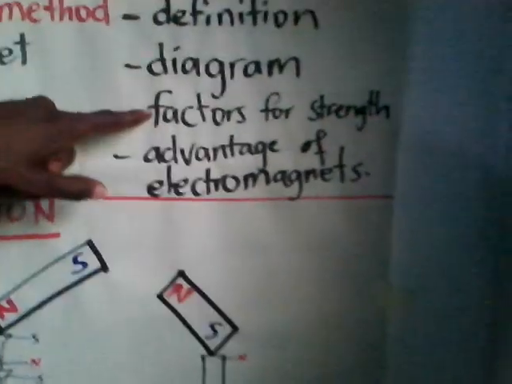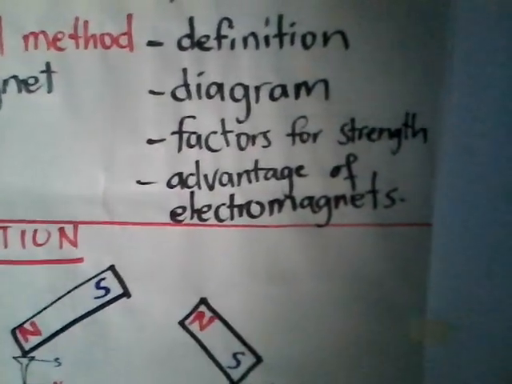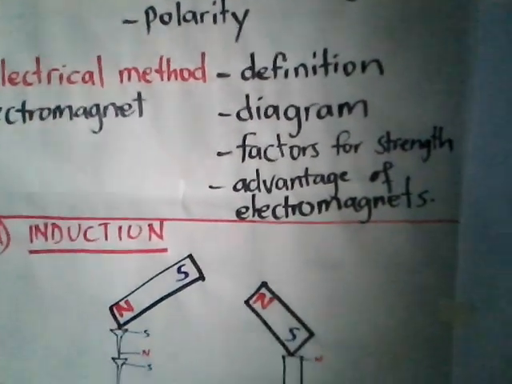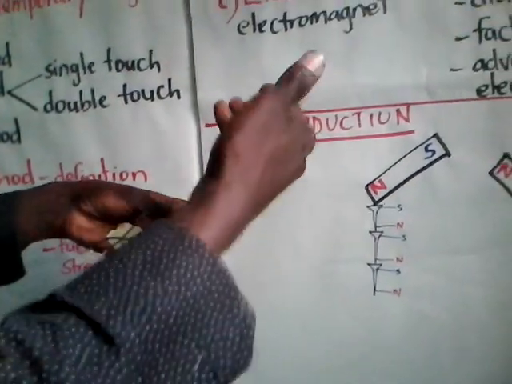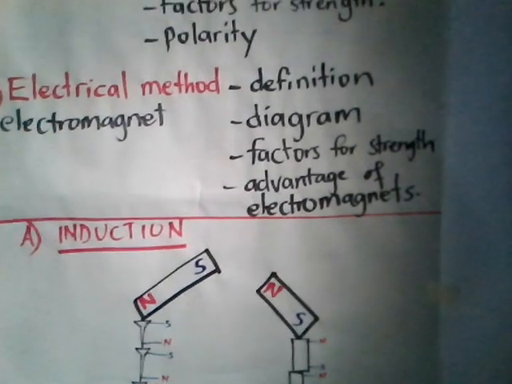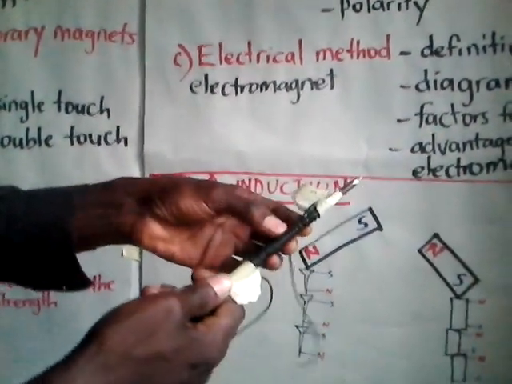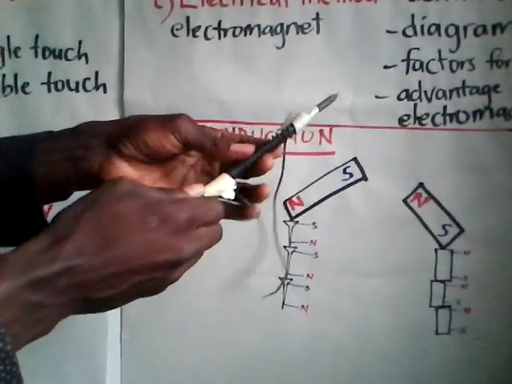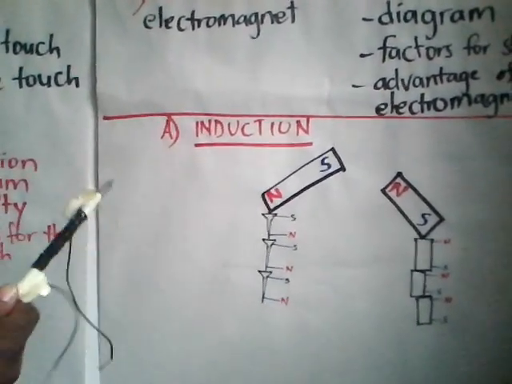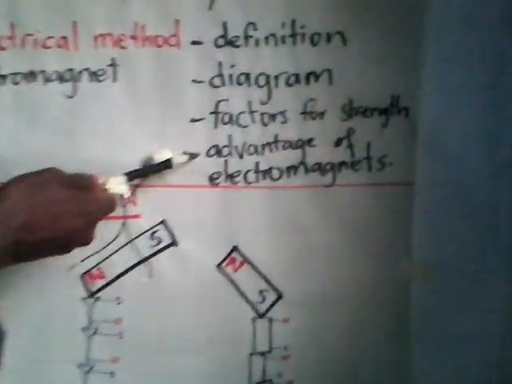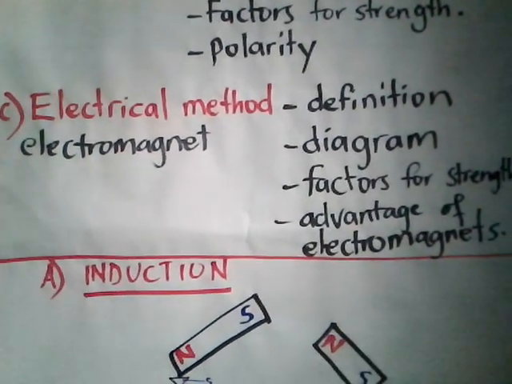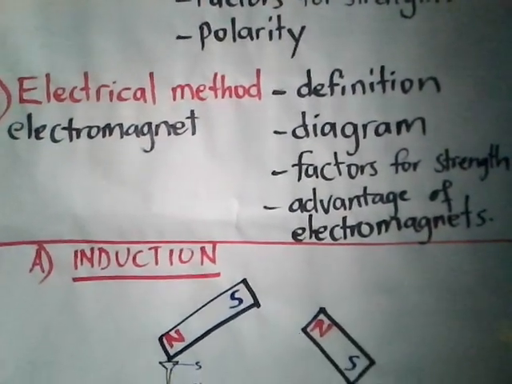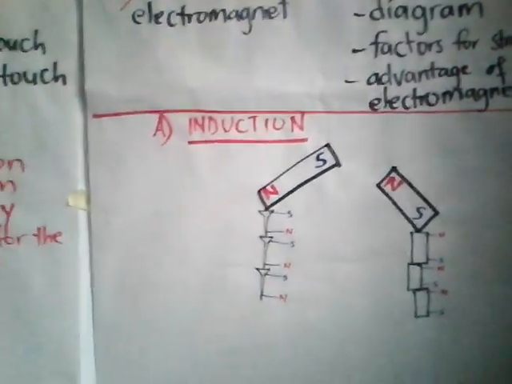Now we need to go into the factors responsible for the strength of this magnet. Number one, the voltage. The number of dry cells we are using are responsible for the voltage. Also, you would say number of dry cells or voltage. Two, the number of coils on the solenoid are also responsible for the strength of this magnet. Advantages of these electromagnets is that they can be magnetized and demagnetized at will.